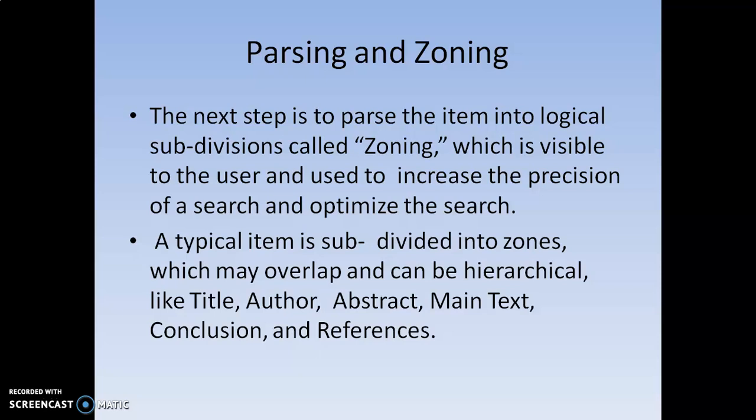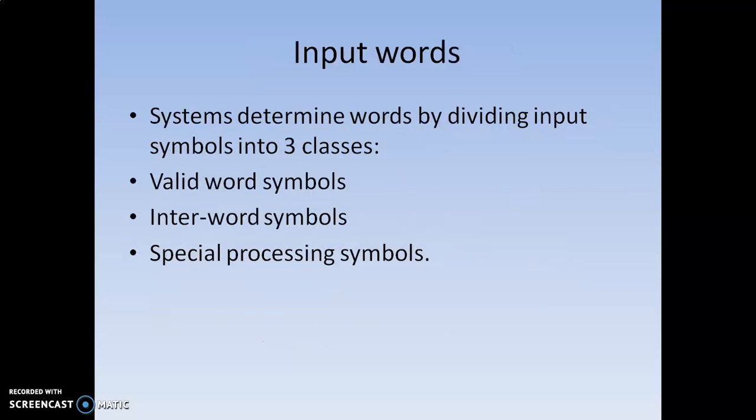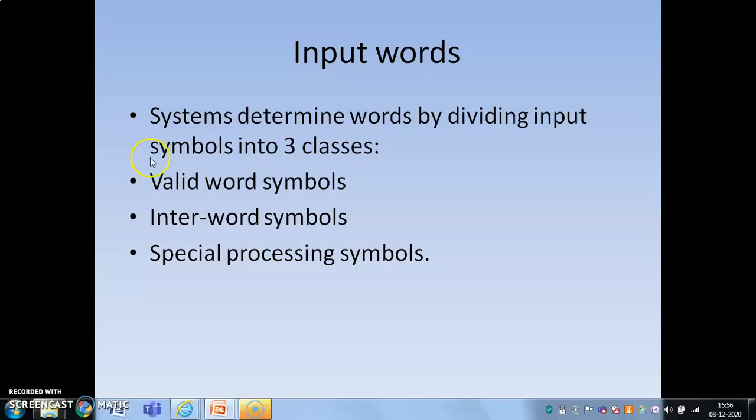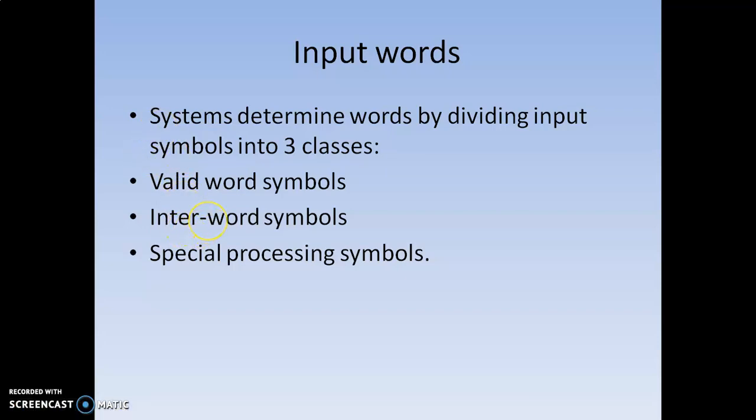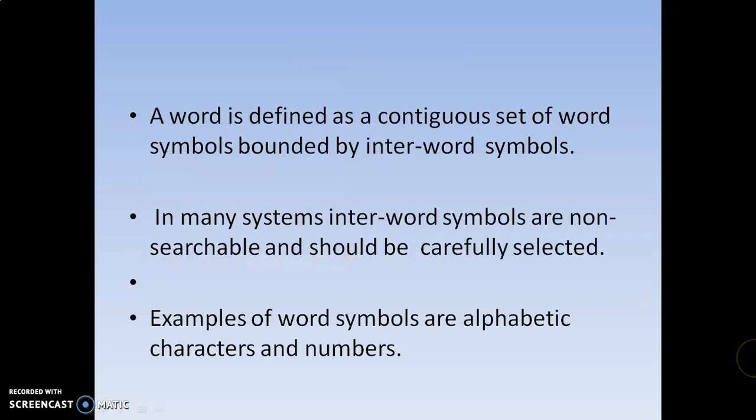Zoning means dividing the entire document to increase the precision and optimization of the search, into the title of the document, author, abstract, main text, conclusion, and finally the references. These items can again be divided into three types of words: valid word symbols, interword symbols, and special processing symbols. Valid words are universally acceptable. Interword symbols are some combination of words. Special processing symbols are used for wildcard characters. These are very good examples.